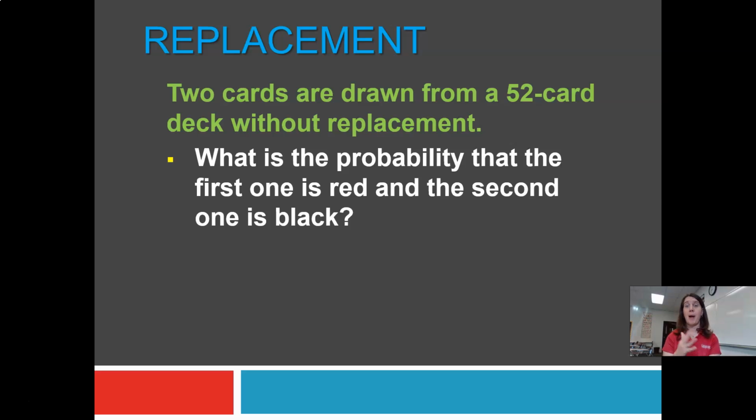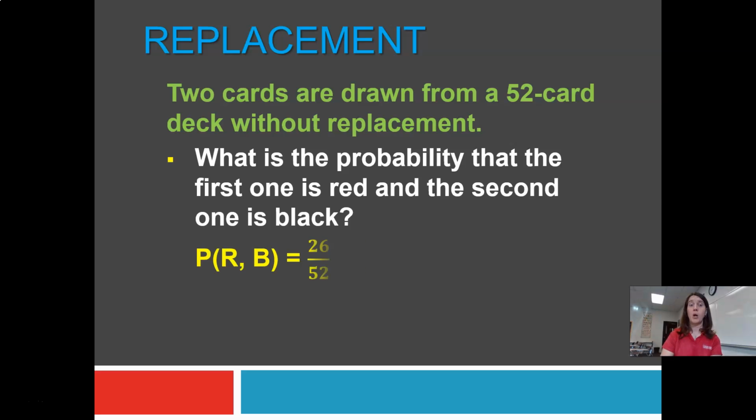Now, if you're not sure about the cards in the deck that we have, the cards in a deck are only black or red. Well, then the deck is split in half. There's 52 total cards, which means 26 of them are black and 26 of them are red. So if you didn't know that, that will help you here on the question.